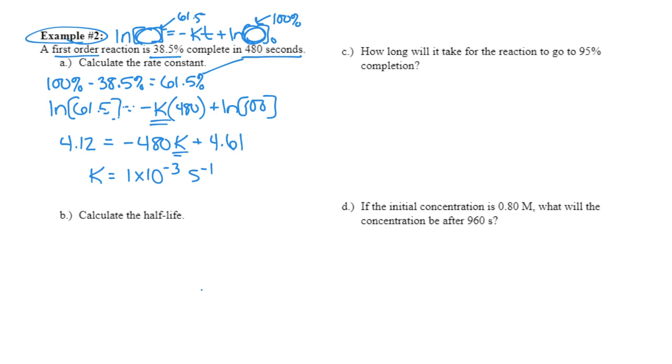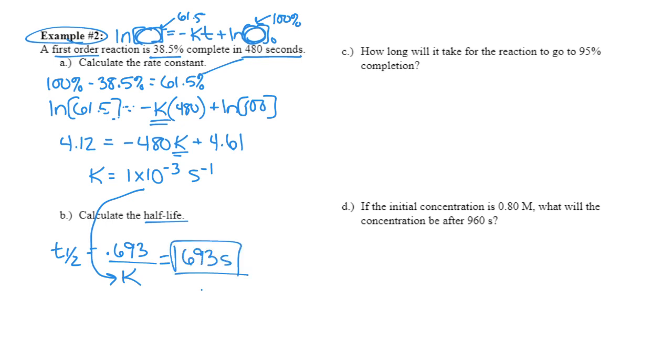Okay, second part of the question. There's 4 parts to this. Calculate the half-life. Half-life equation is given to you, 0.693 over K. I can go ahead and take my K value from my previous section, plug that in, and get 693 seconds, which means it takes 693 seconds for that concentration to go from 100% to 50%.